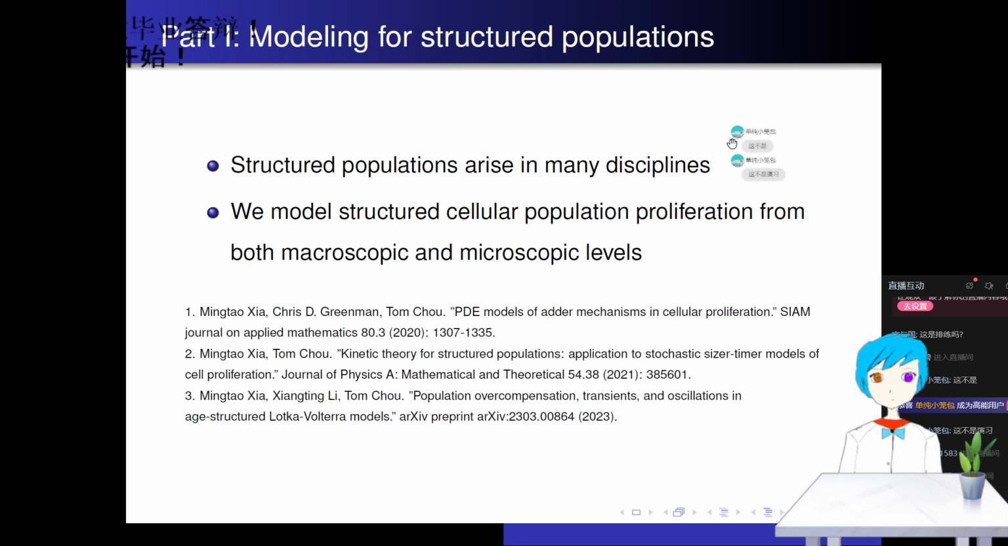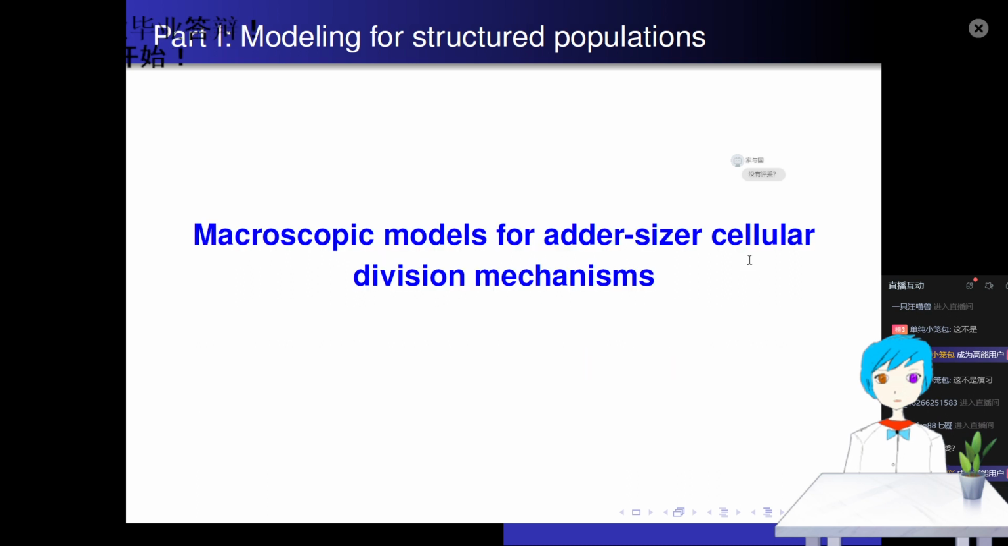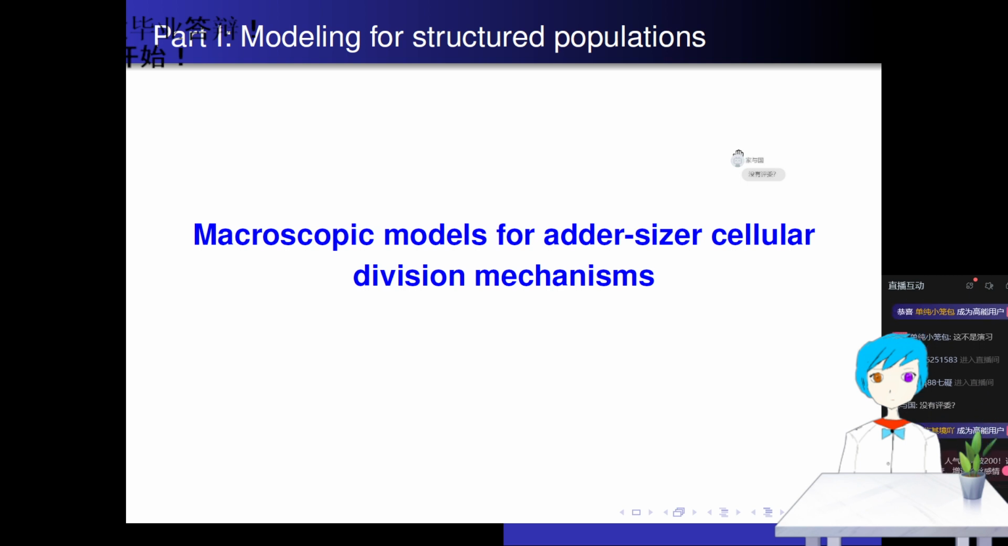First, I would like to go to the first part of my talk, modeling for structured populations. Structured populations arise in many disciplines like biology, ecology, as well as network theories. We model structured cell population proliferation from both macroscopic and microscopic levels, which means that we model cell population from both the cell population density in the mass action model, and we model cell population from the individual cell growth.